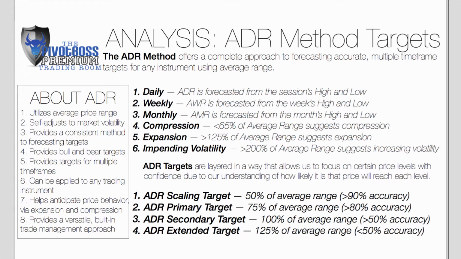All we're doing here is looking at what the average range is for a given day, a given week, a given month. The whole point is you use just plain price range and then take an average of it. From there, you can forecast your targets. Before we get into what the targets actually look like and how they're calculated, I wanted to talk a little bit about ADR.